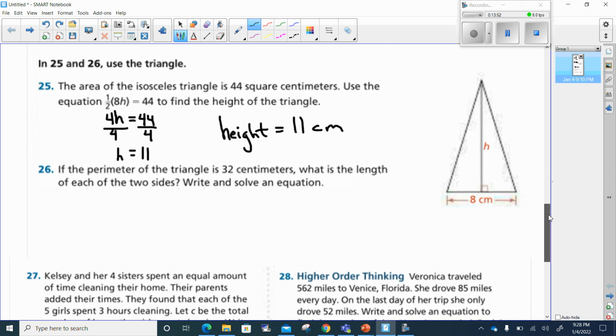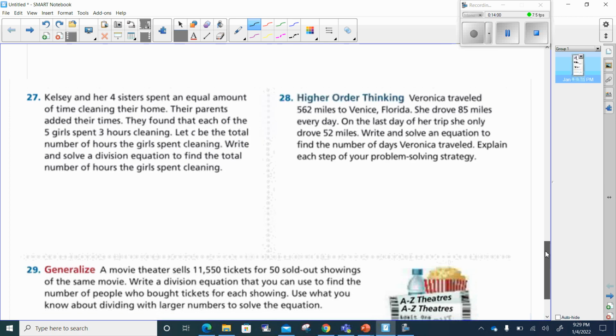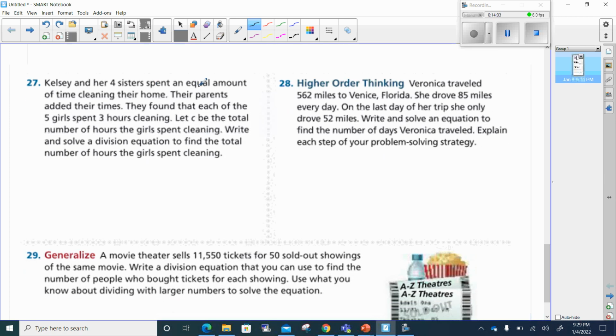All right, let's move on to number 27. Number 27 says, Chelsea and her 4 sisters spent an equal amount of time cleaning their home. Their parents added their times. They found that each of the 5 girls spent 3 hours cleaning. Okay, let C be the total number of hours the girls spent cleaning. All right, write and solve a division equation. This is key here, a division equation to find the total number of hours that the girls are cleaning.